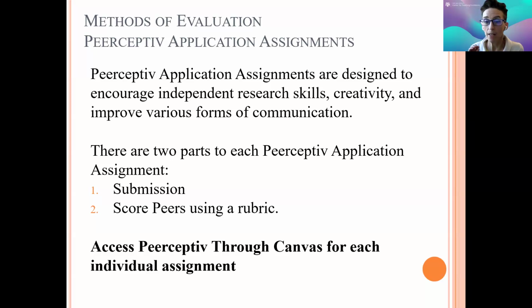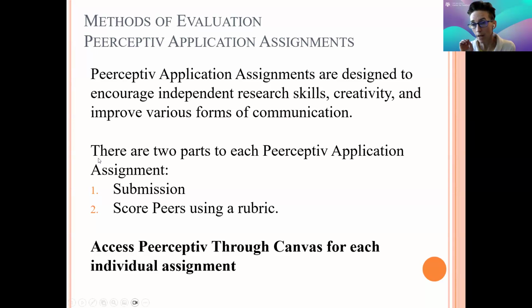Now, this is to say that in Perceptive, you guys are not grading each other. I cannot make that any more clear. That is not how the system works. It's way more complicated than that. It collects a lot of data, and then I use that data with my own grading to assign the grades. So please know that you are not grading each other. It's just not how the system works.